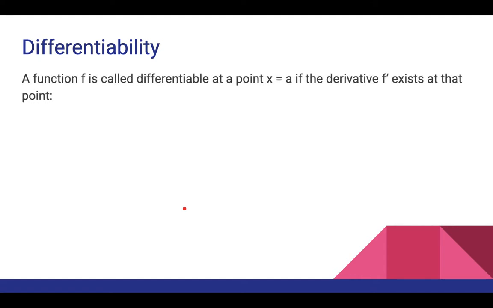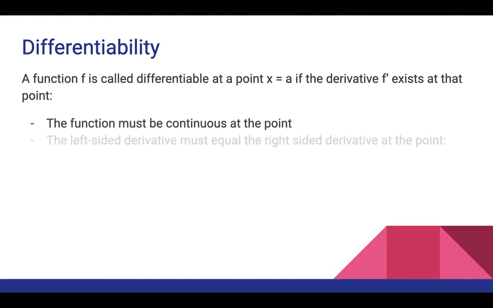Differentiability. A function is called differentiable at a point x equals a if the derivative f prime exists at that point. Remember that to be differentiable at a point is not equivalent to continuity. It's a little bit more subtle and we have to dig a little bit deeper. So the function must be continuous at the point. The left-sided derivative must equal the right-sided derivative at the point.